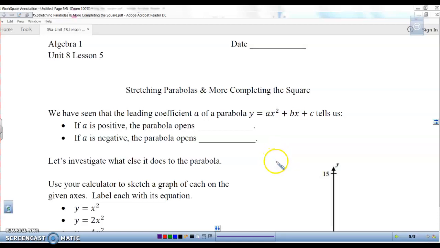This is Algebra 1, Unit 8, Lesson 5, Stretching Parabolas and More Completing the Square.